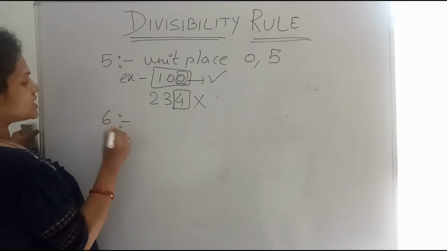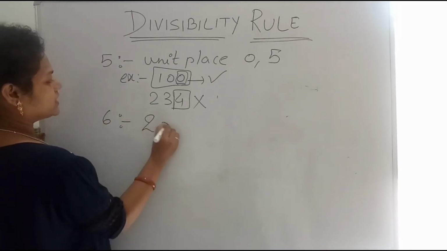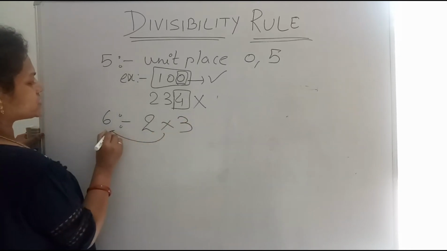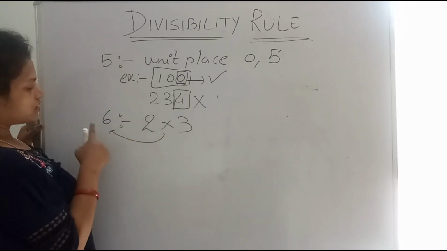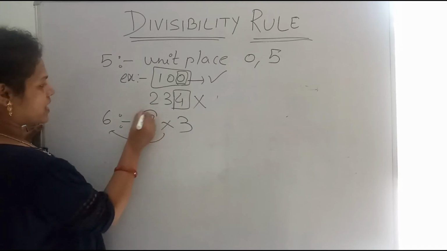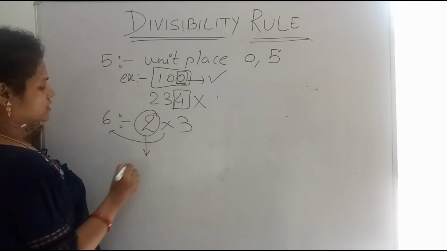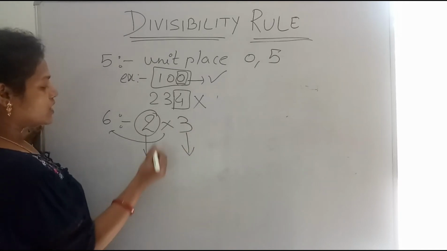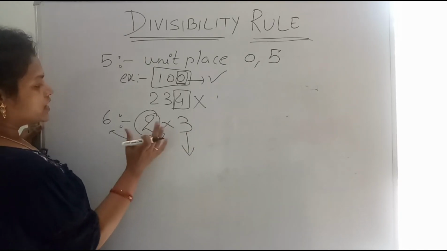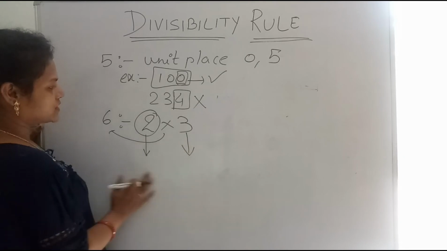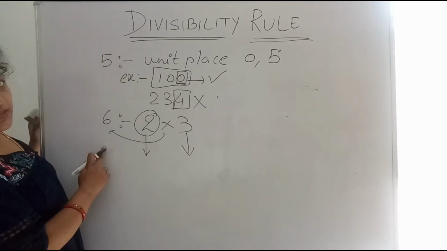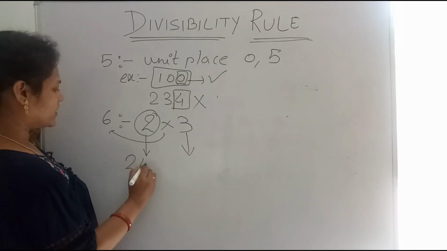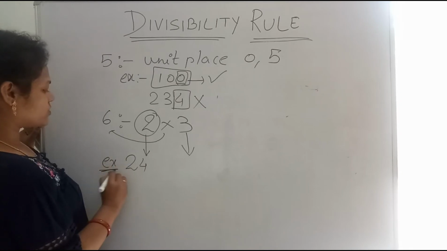Okay, for number 6, as we know that 2 multiplied by 3 gives 6 only. So the rule for 6 is that you first check that the number is divisible by 2, and then by 3 also. When the number is divisible by both of these, then we can say it is divisible by 6 also. For example, 24.